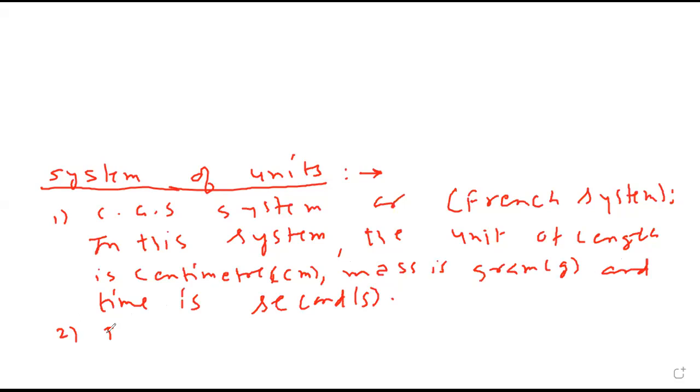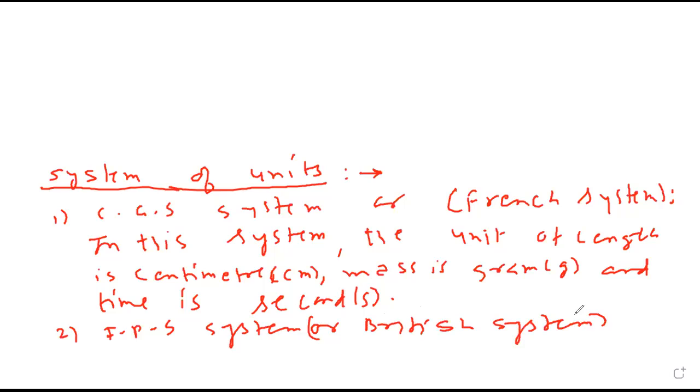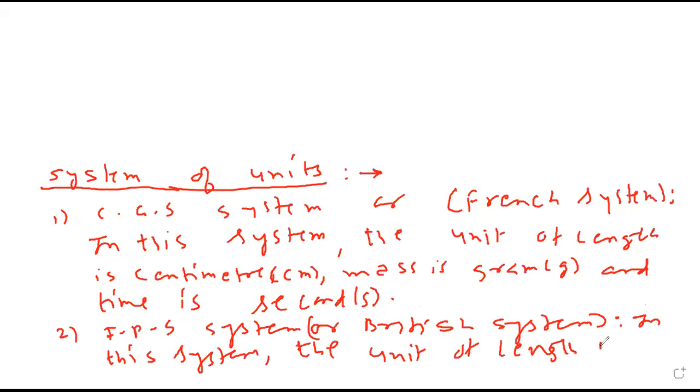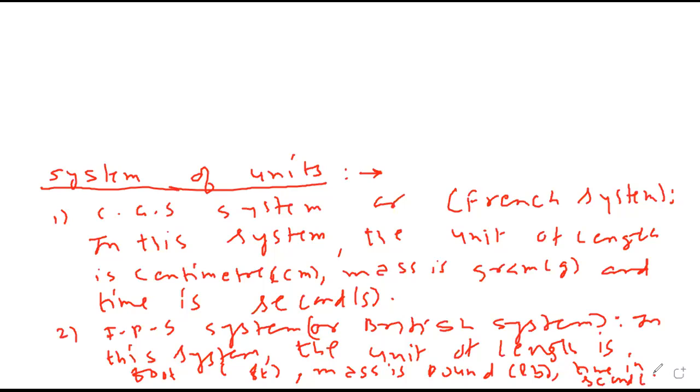Second, the FPS system or British system. In this system, the unit of length is foot, denoted by ft, mass is pound, denoted by lb, and time is second, denoted by s. So the CGS system means French, and the FPS is the British system.